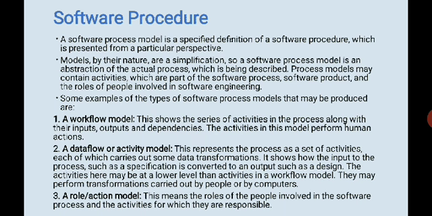Models by their nature are a specification, and so a software process model is an abstraction of the actual process which is being described. Process models may contain activities which are part of the software process, the software product, and the roles of people involved in software engineering. So what kind of activities there are will help me decide what kind of procedure I will be following. There will be a software process, a product, and how people are involved. So there are some process models I can describe.